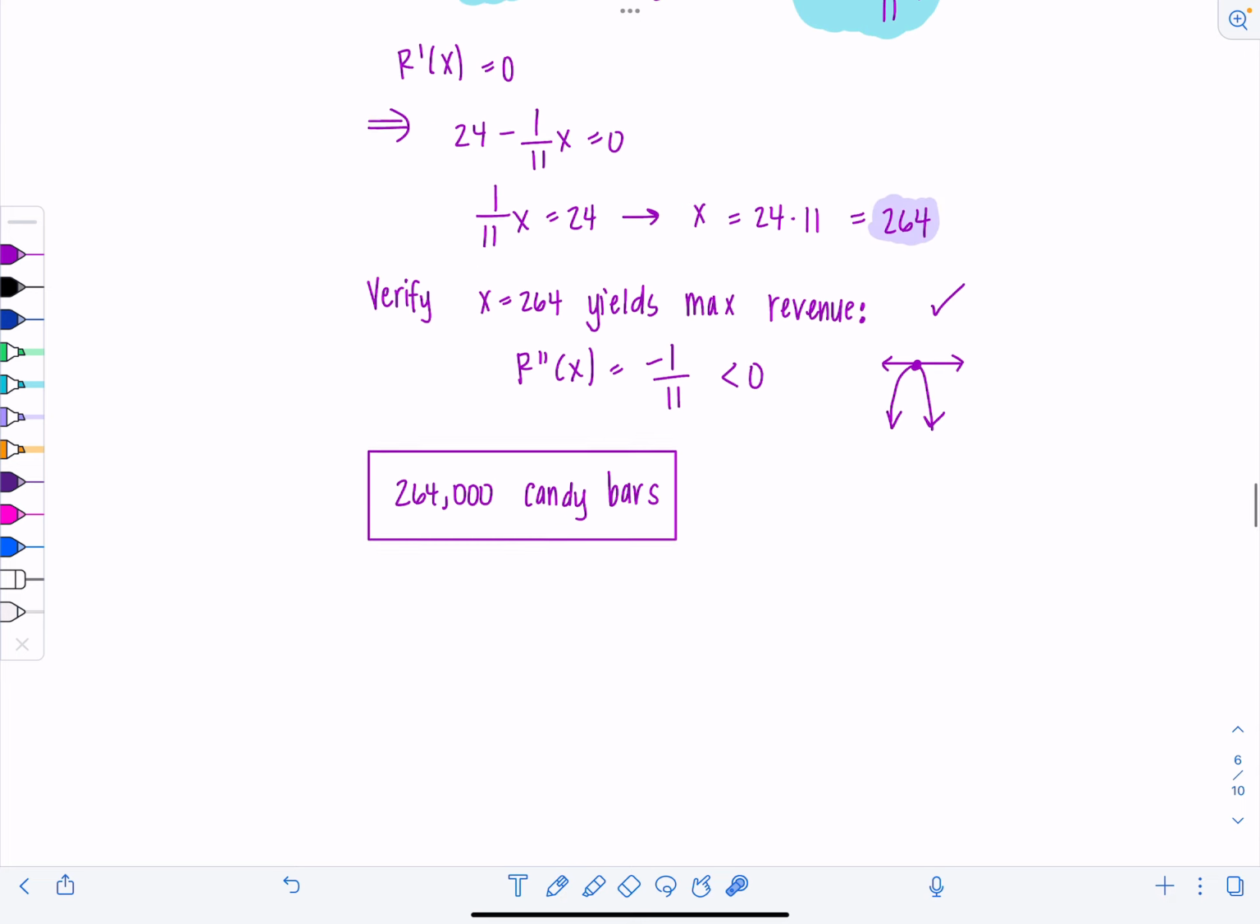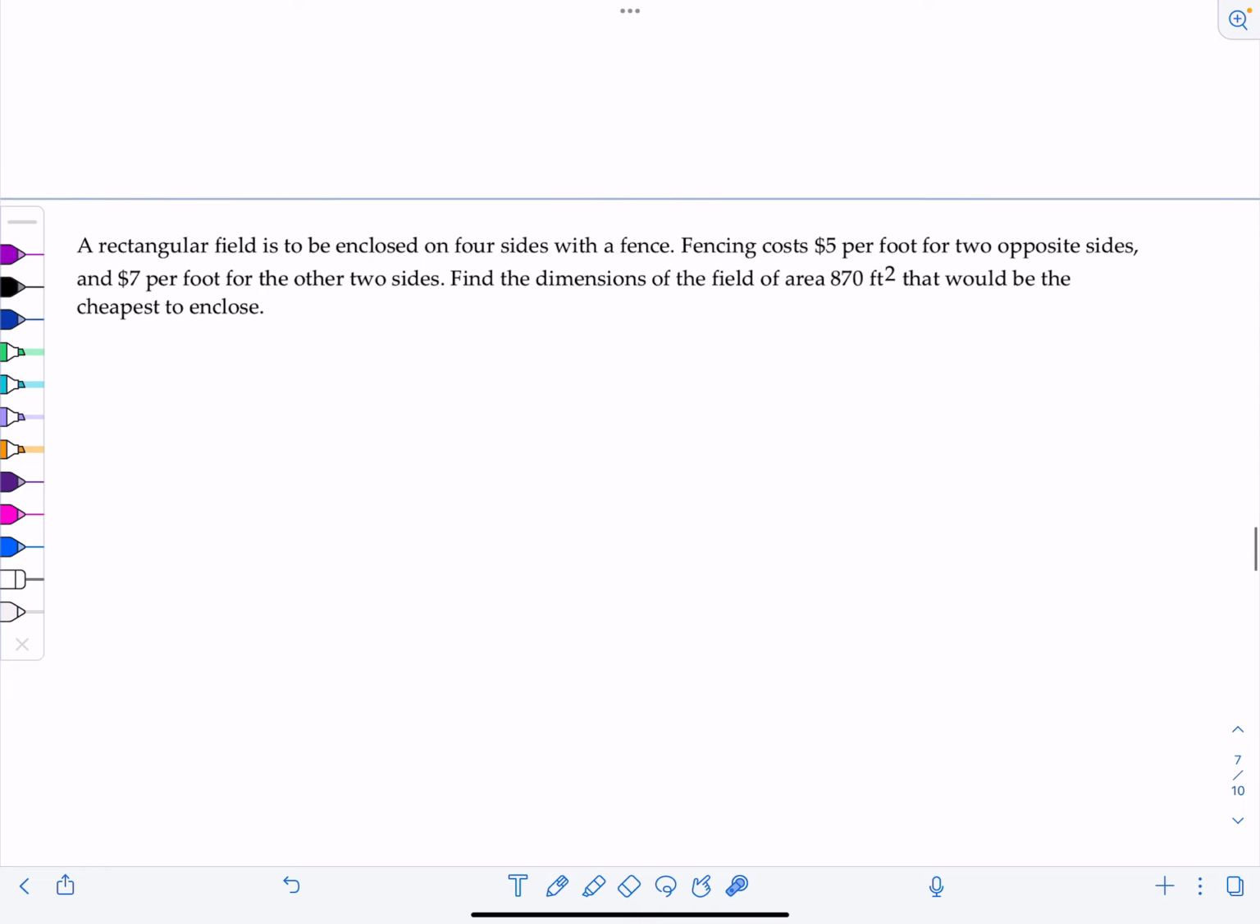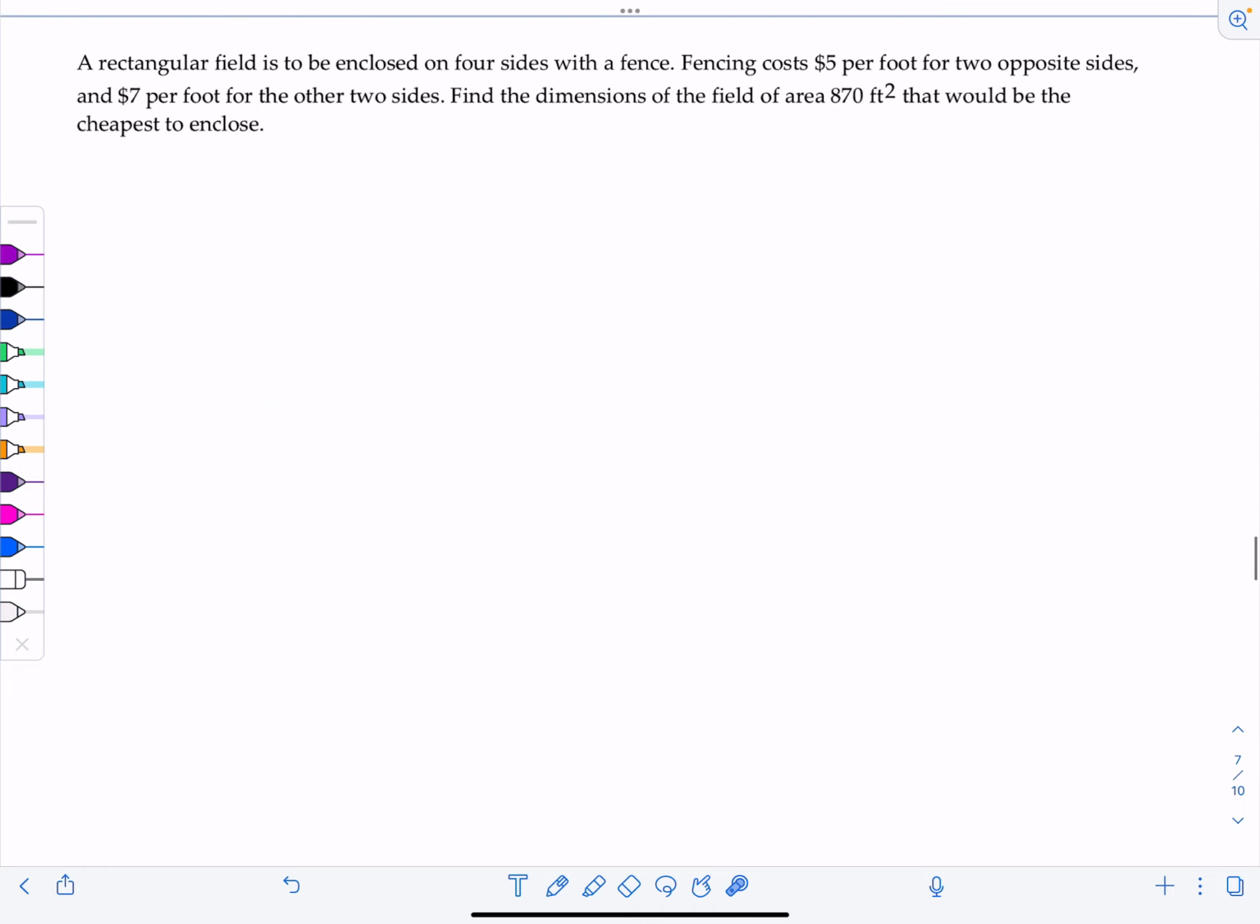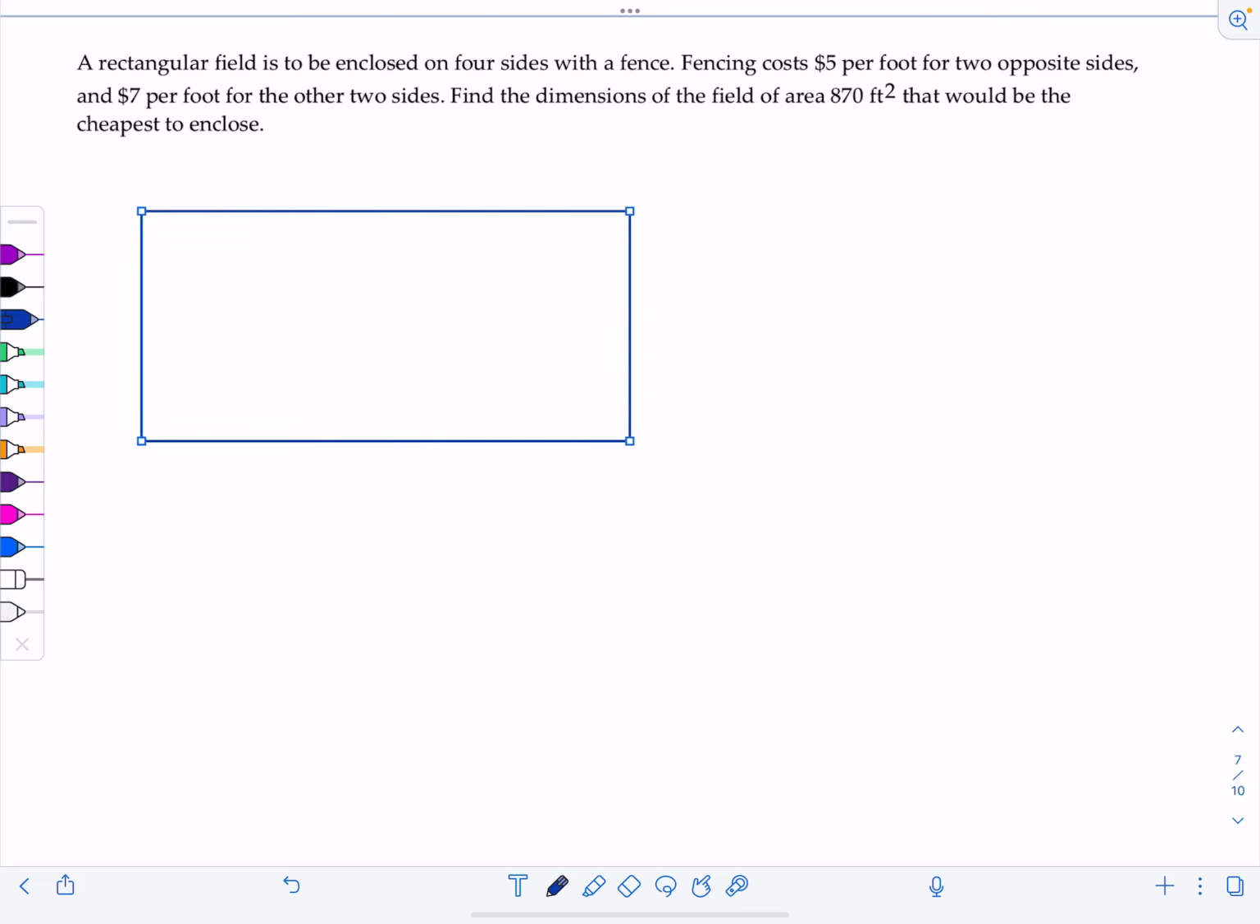Okay. This next one, it's not so econ-y, but it just has to do with minimizing cost. So I felt like let's throw it in here. A rectangular field is to be enclosed on 4 sides with a fence. Fencing costs $5 per foot for 2 opposite sides. So $5 a foot here and here. And then $7 per foot on the other sides.